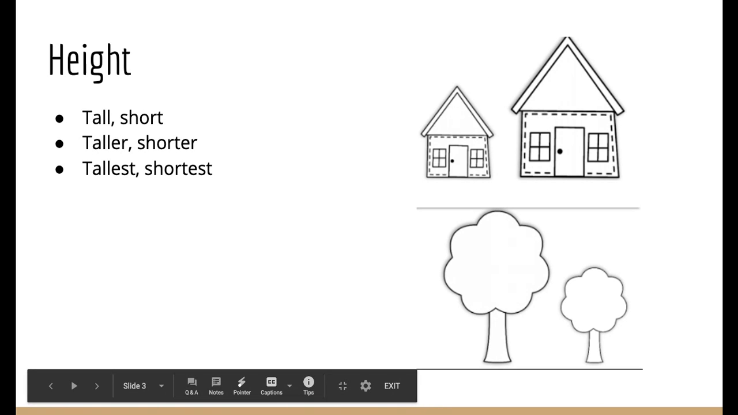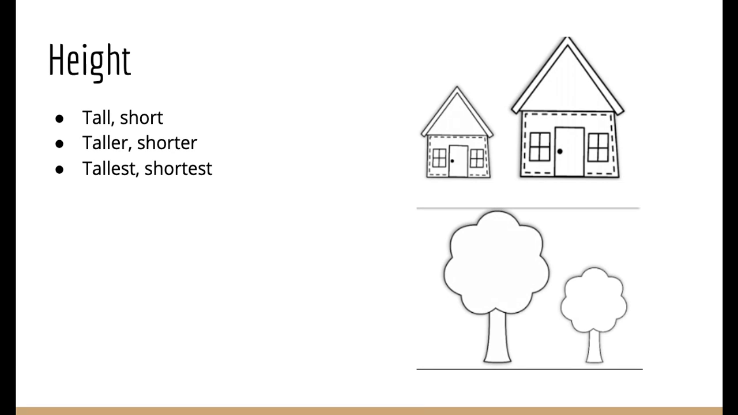So next we're going to talk about height. When we think about height, you want to think about going up and down. So our words that we're going to use are tall and short. And then we could also say taller and shorter when we're comparing things. And then again, the tallest and the shortest. So when we put the est at the end of the words, that means it's going to be the most tall or the most short.